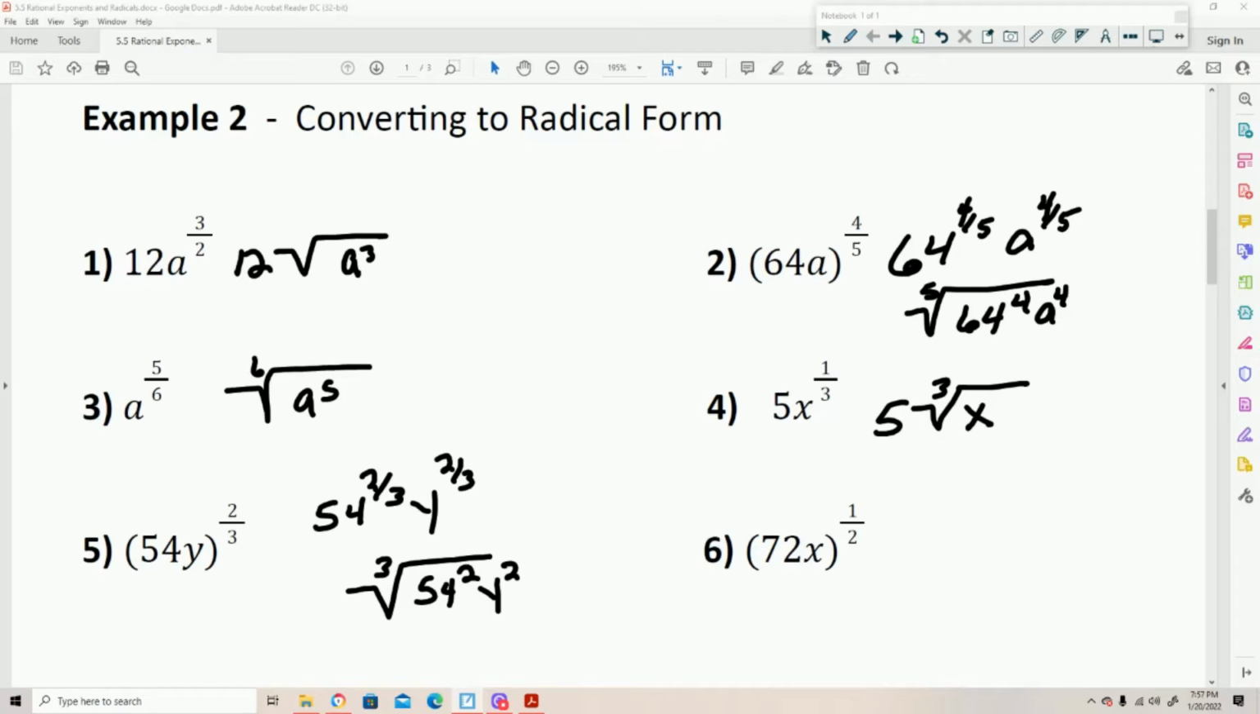Next one, number 6, we've got 72x to the 1/2. We're going to put this here and here. Okay, 72 to the 1/2, and then x to the 1/2. They both have an index of 2. You can put them in the same radical sign. We're not going to put a number there because it's assumed to be the square root. So it's just 72x inside the radical sign.